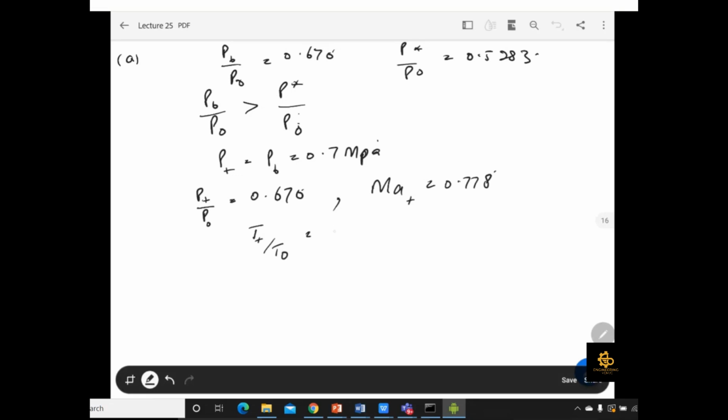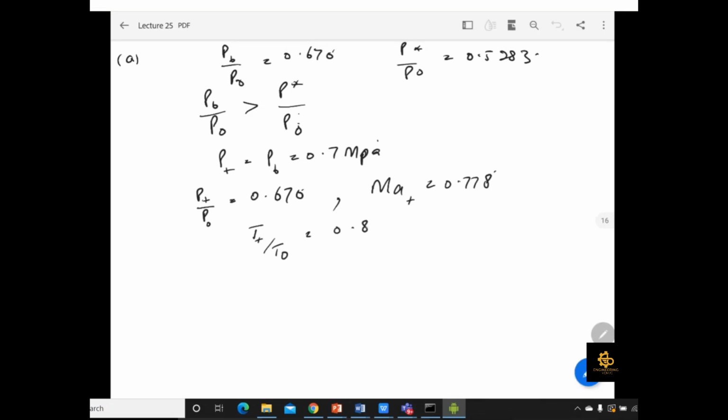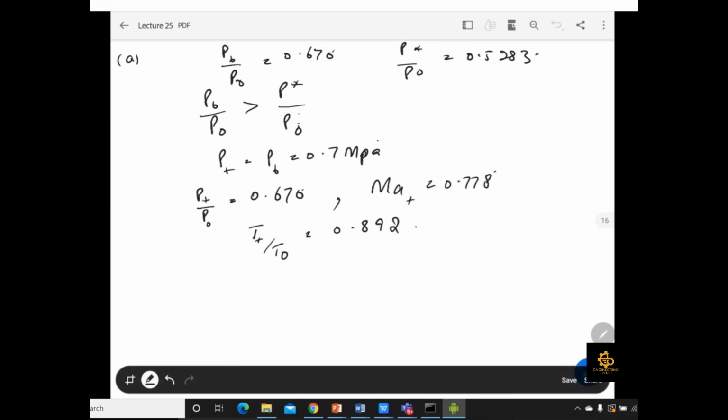Okay, also we have to find, by applying second interpolation, which is 0.892. Okay, so we have these values now. Because we need the value of mass flow rate, in order to find the mass flow rate we need the velocity at the throat. And if we need the velocity at the throat, then we need the temperature at the throat. So first we have to find the temperature at the throat.